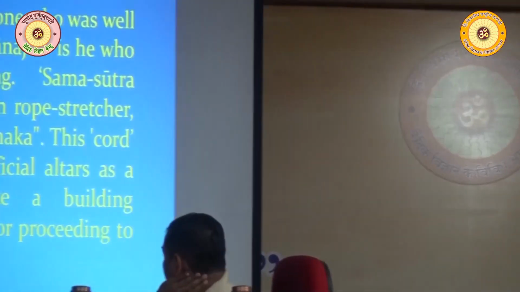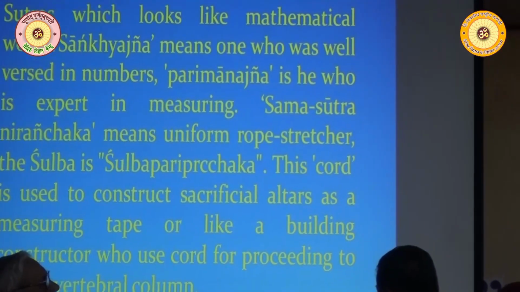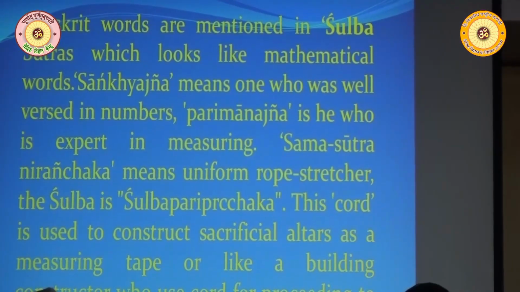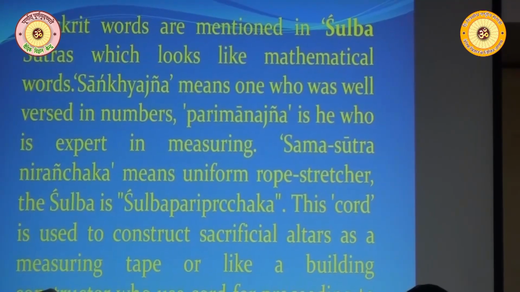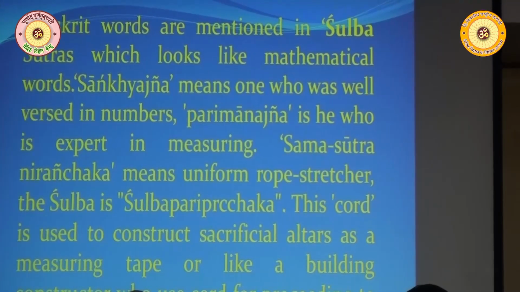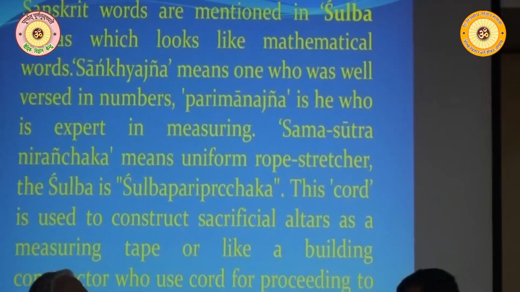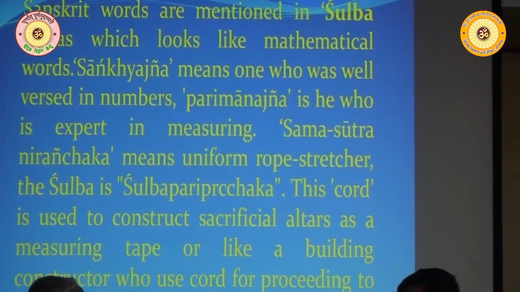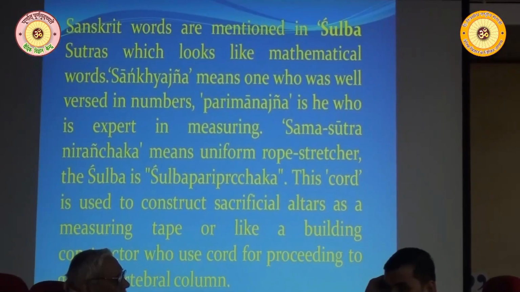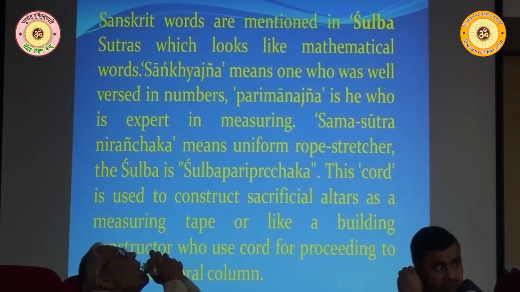The Sanskrit words mentioned in Shulpa Sutras look like mathematical words. Sankhya: in Shulpa Sutra, one word comes as Sankhya, which means one who was well versed in numbers. By using numbers, in constructing the Mahavedi, they use so many numbers. Those who are expert in constructing the Mahavedi are named Sankhya. And Parimanajna is one who is expert in measuring.